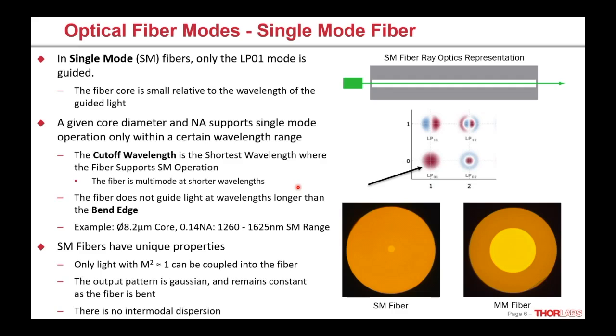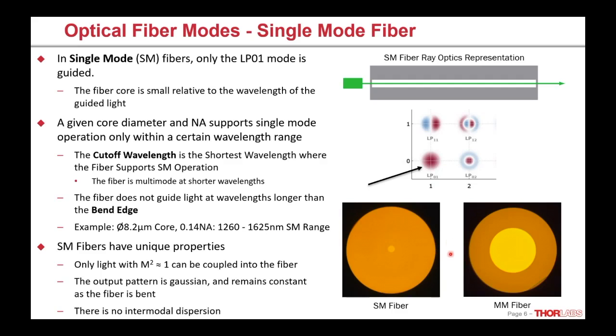And then similarly, if the wavelength gets too long, it kind of doesn't fit in the core anymore, so to speak. And so at long wavelengths, the fiber won't guide light anymore. We call that the bend edge. It's the wavelength range where the fiber no longer guides light. So just as an example, a very common telecom fiber design will have an 8.2 micron diameter core, a 0.14 NA, and that supports single mode operation in the 1260 to 1625 nanometer range.